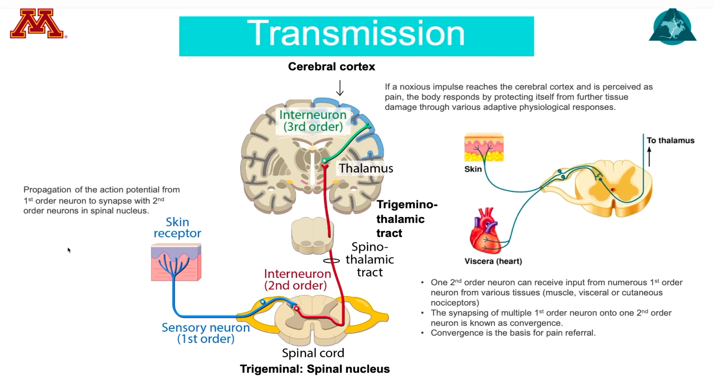And then finally, through the trigeminal thalamic tract, the second-order neuron transmits the impulse to the third-order neuron, which starts at the thalamus and ends at the cortex. And that's when the patient can perceive pain. And that's when the pain is at the conscious level.